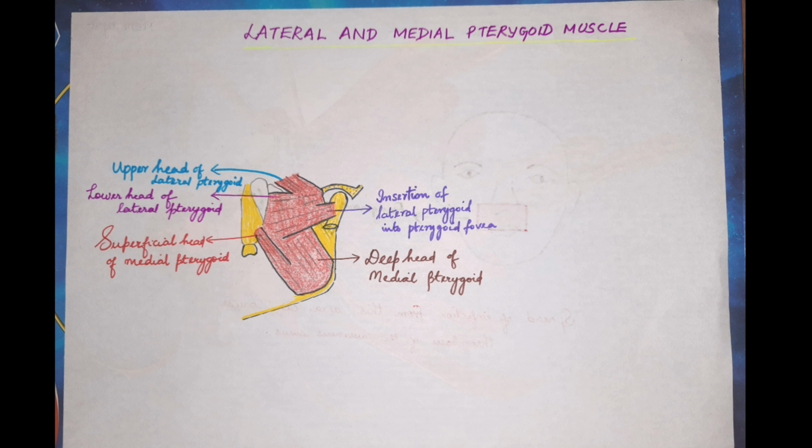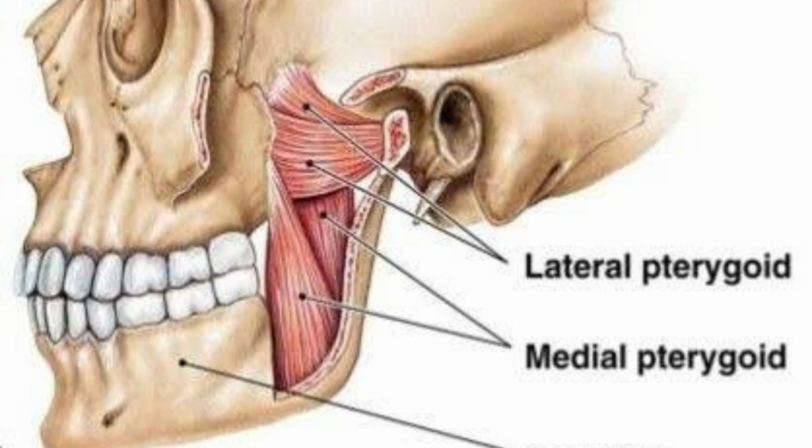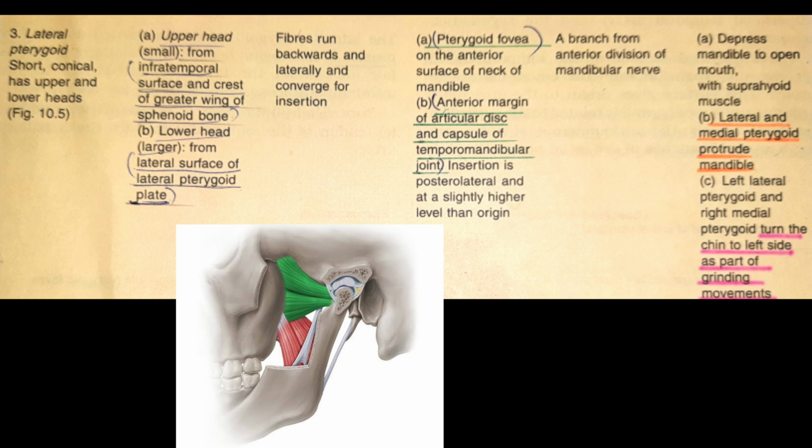Next is the lateral pterygoid muscle and the medial pterygoid muscle. The lateral pterygoid muscle is short, conical and has upper and lower heads. The upper head originates from the infratemporal surface and crest of the greater wing of sphenoid bone, and the lower head, which is the larger head, arises from the lateral surface of lateral pterygoid plate.